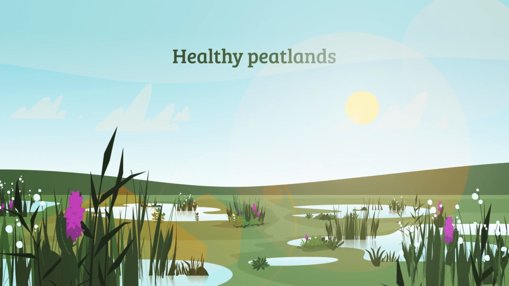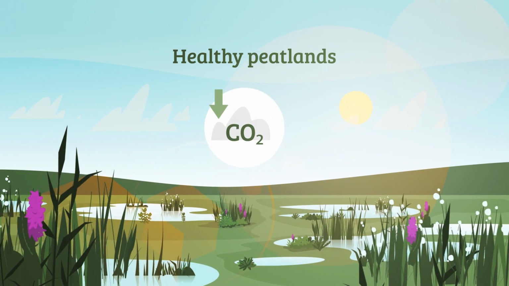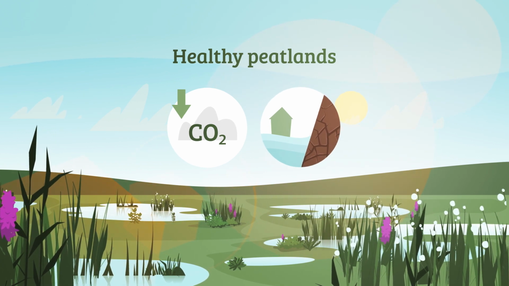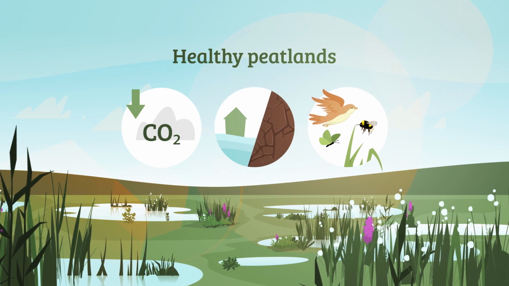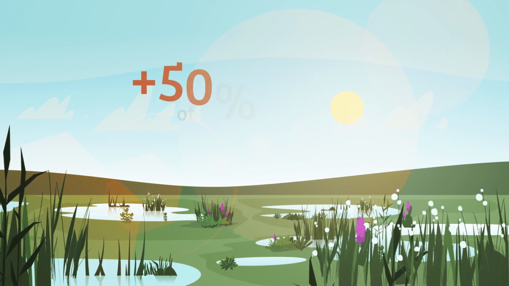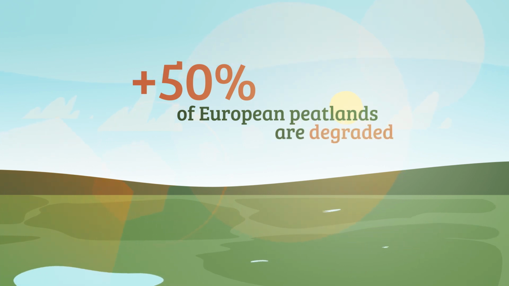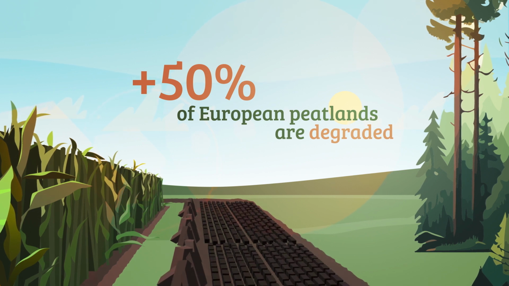Healthy peatlands provide many benefits. They store carbon, thereby regulating our climate. They protect us from floods and droughts, and support unique biodiversity. Unfortunately, more than 50% of European peatlands are degraded by drainage and used for agriculture, forestry, and peat extraction.